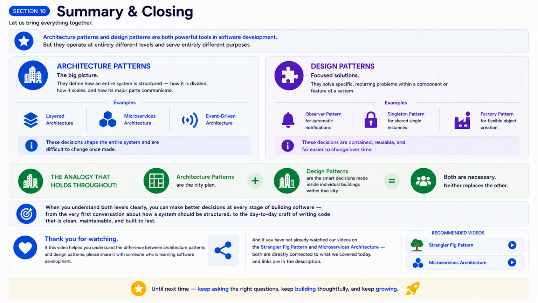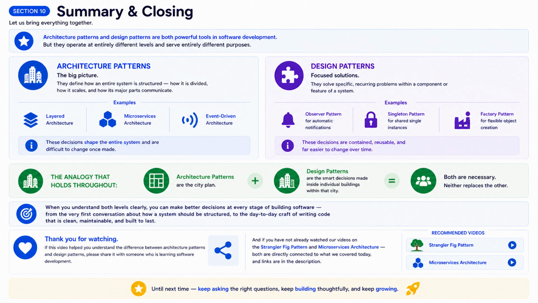Let us bring it all together. Architecture patterns and design patterns are both essential, but they live at different levels. Architecture patterns are the big picture. They define how the whole system is organized, how it scales, and how its major parts communicate. Examples include layered architecture, microservices, and event-driven architecture. Design patterns are focused solutions. They solve repeatable problems inside components or features. Examples include Observer for notifications, Singleton for one shared instance, and Factory for flexible object creation.